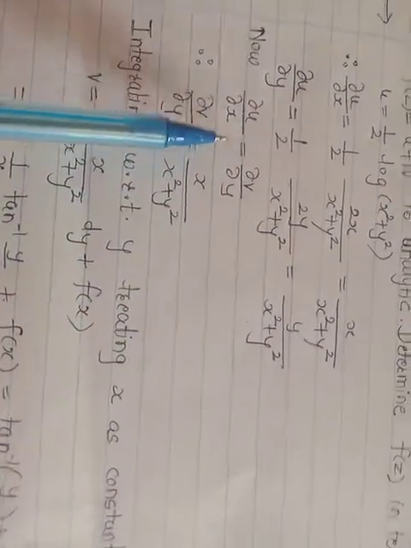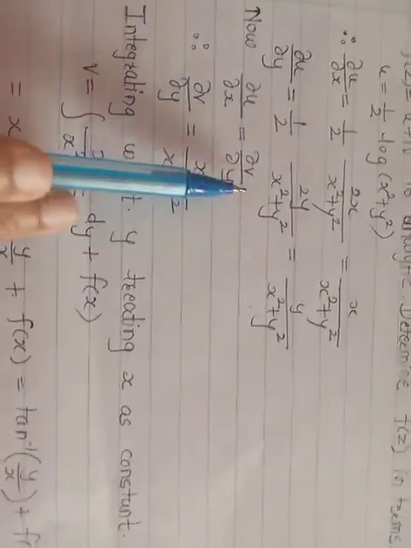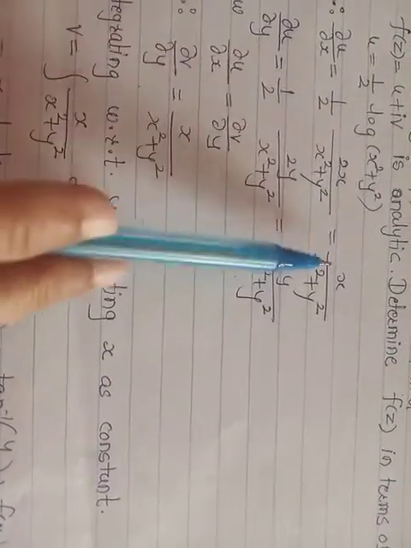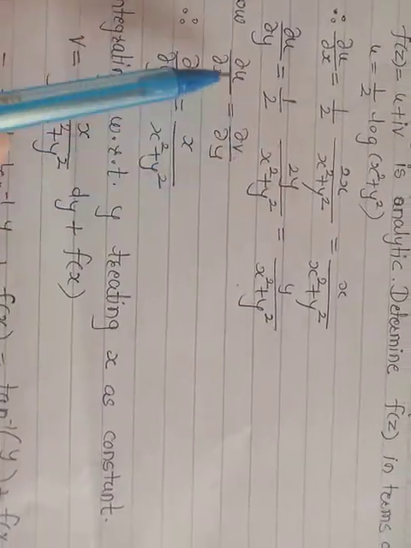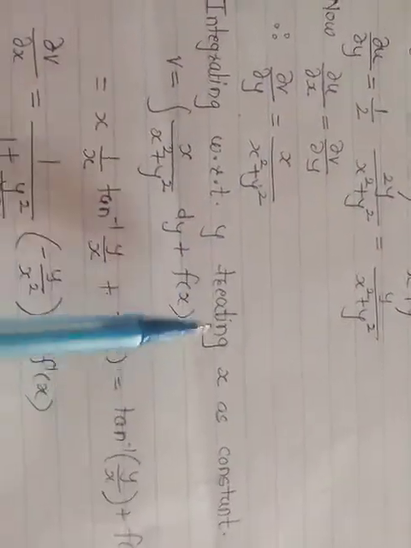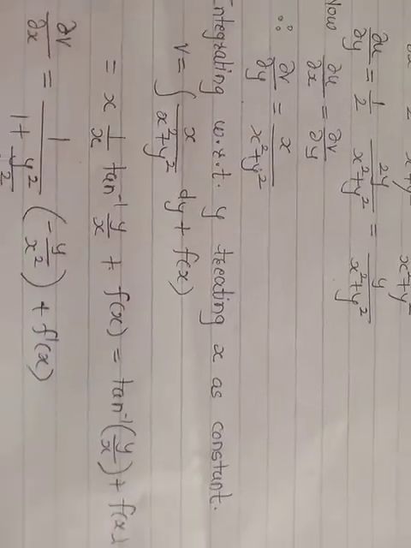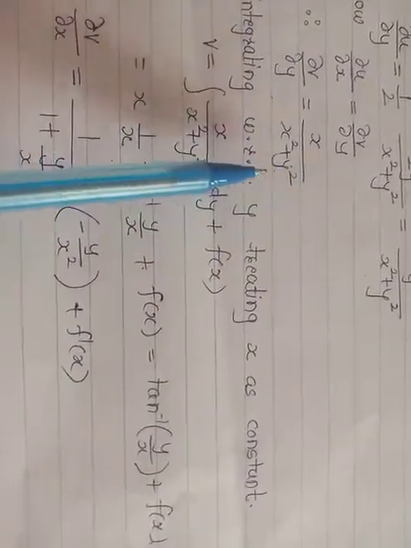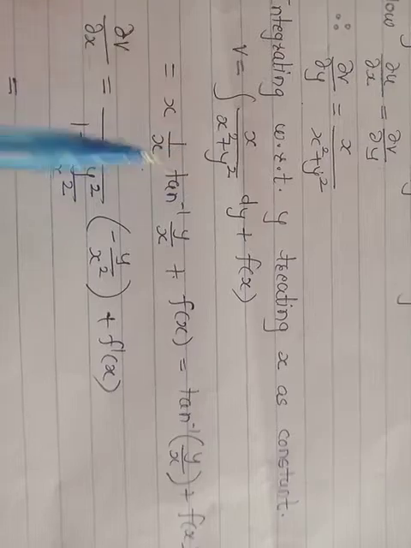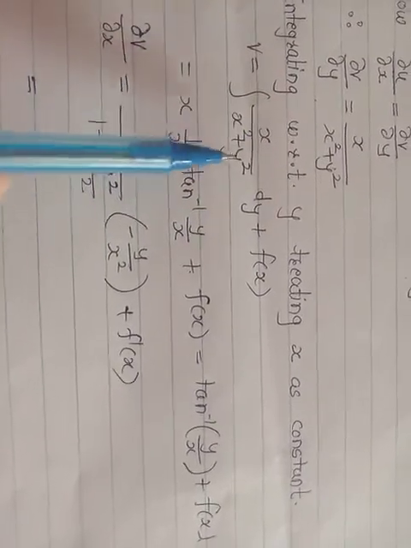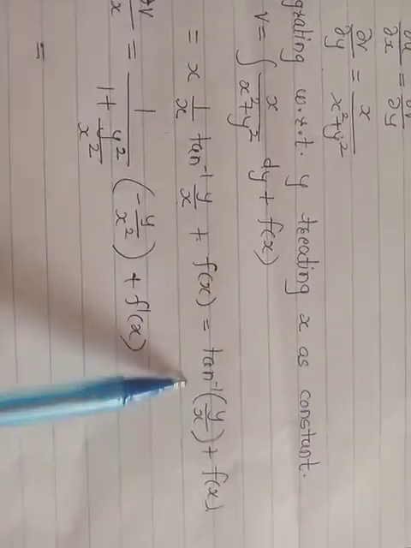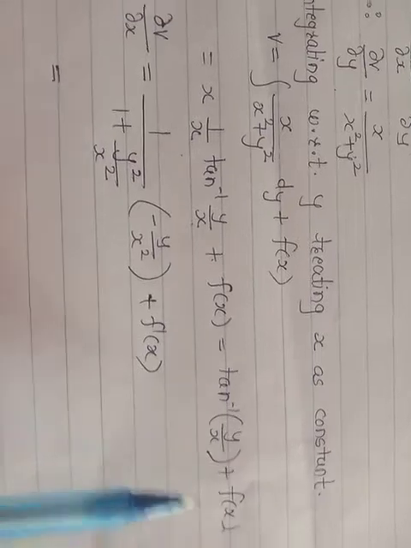Now again by CR equations we have ∂u/∂x is ∂v/∂y. Therefore from the above data ∂v/∂y is nothing but x upon x square plus y square. Now integrating with respect to y, treating x as a constant, we get v is integration of x upon x square plus y square dy plus f of x. Now this integration will be x as it is, then 1 upon x tan inverse y by x plus f of x. This is tan inverse y by x plus f of x.